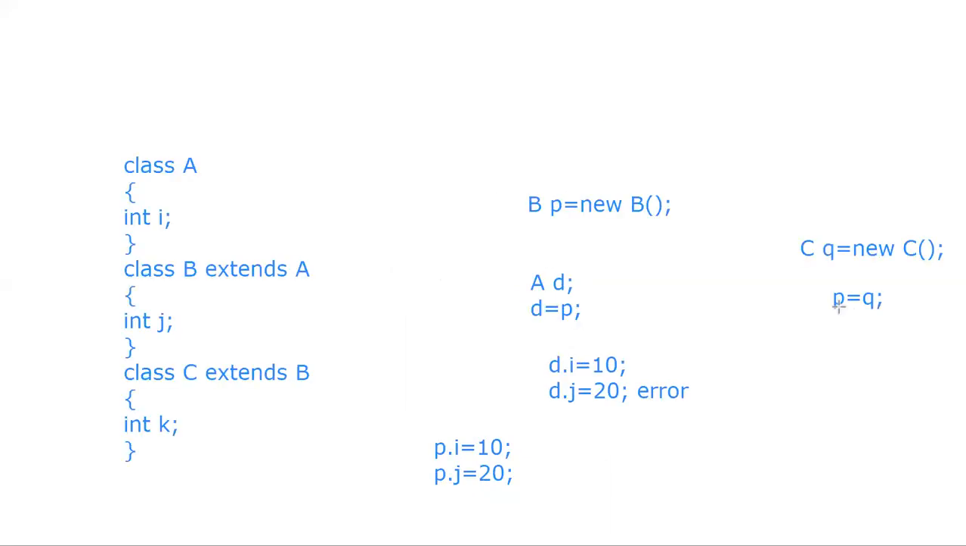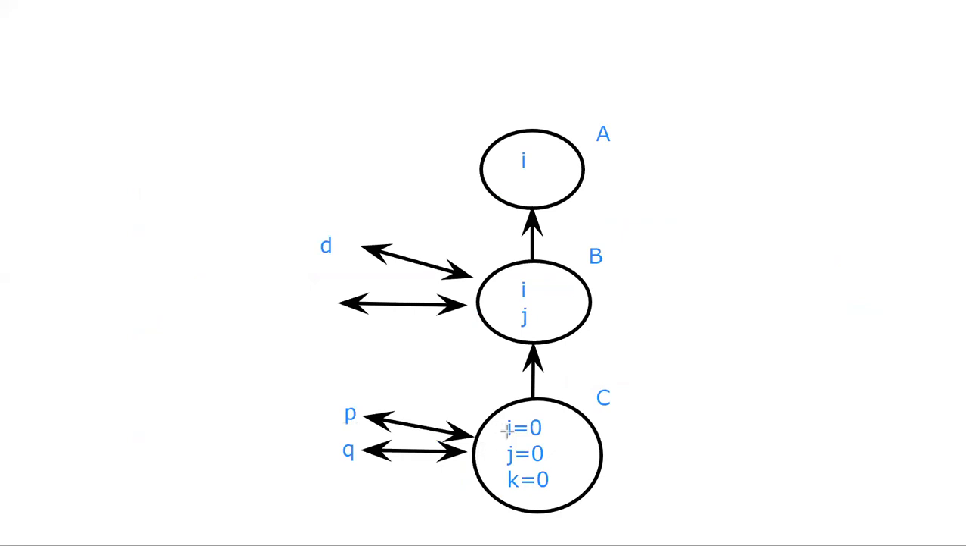Now, what is P? P is a reference of class B. Q is a reference of class C, so it can refer to all the members visible inside class C. Since P is a reference of class B, it can refer only to the members visible for class B. In that case, P can refer only to I and J, but not to K. In the same way, if you make a reference of class A refer to the object of class C, it can refer only to the members of class A, but not to the members of class B as well as class C. Okay, I hope you understood this, right?